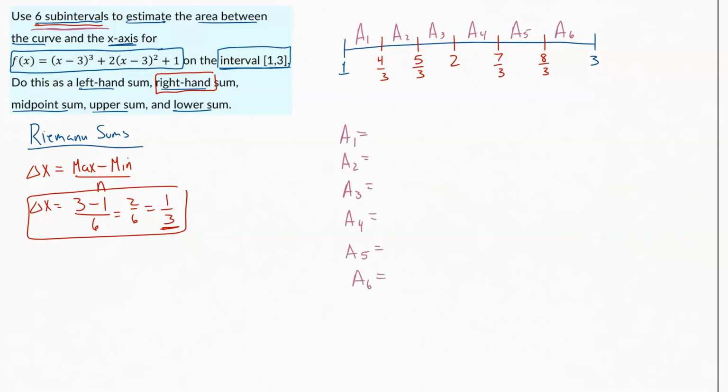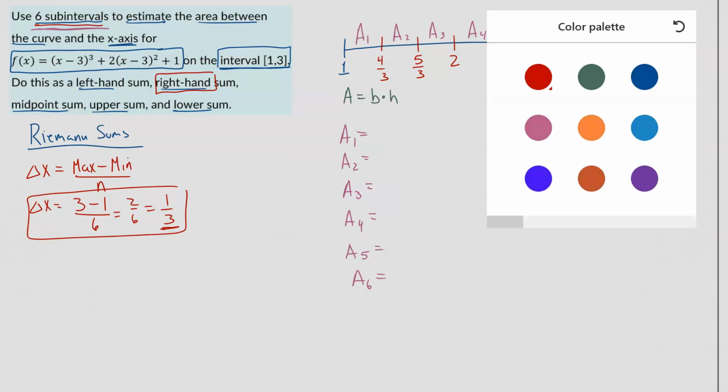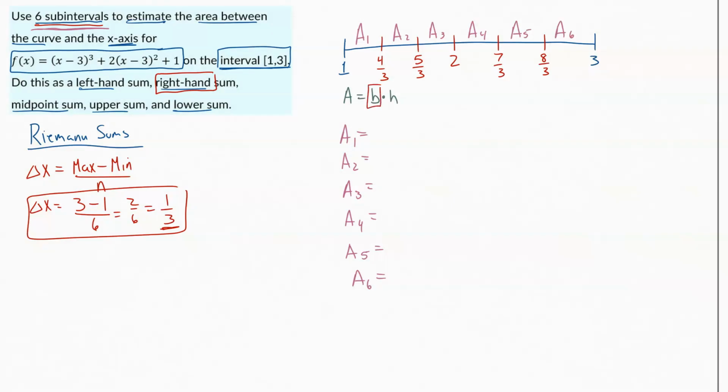We are calculating these using the area of a rectangle. So the area of a rectangle formula is base times height. The base on all of these rectangles is going to be the same. It's the distance between our x values here. It's our delta x. The distance between all of these little regions is 1/3. So we're going to call it delta x for right now, but we know that it is the same delta x on all of these.